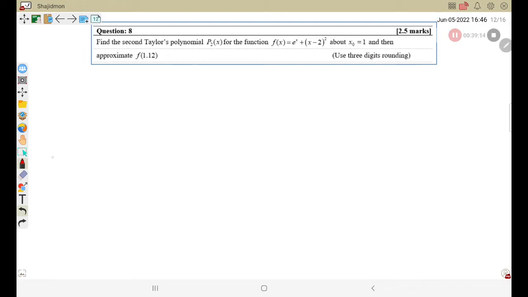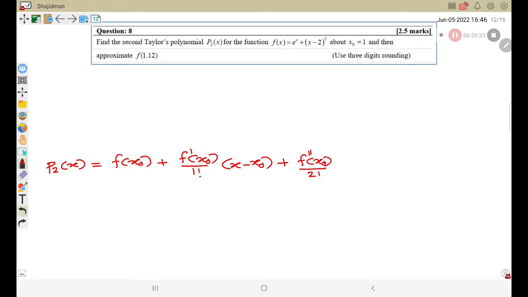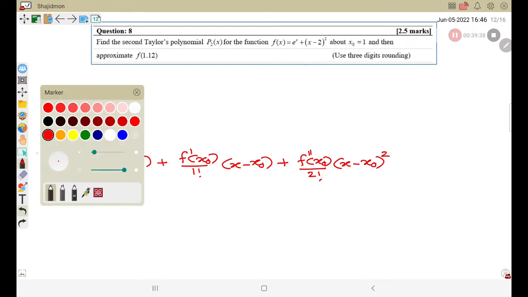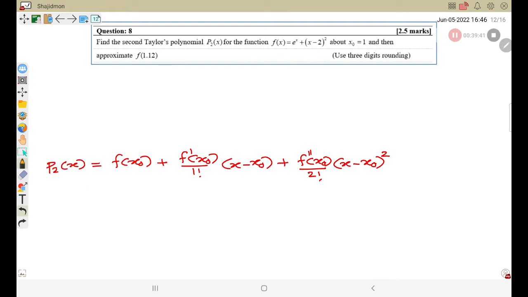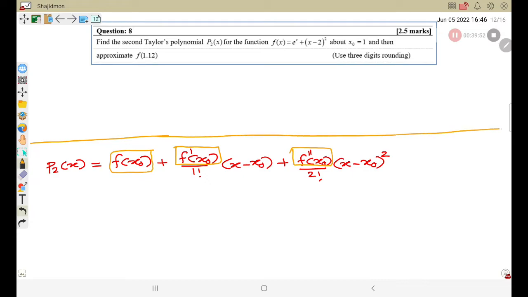Okay, so what is the rule P2 of x? You remember P2 of x equal f of x0 plus f dash of x0 divided by 1 factorial x minus x0 plus f double dash of x0 divided by 2 factorial x minus x0 power 2. P2, second degree polynomial. Okay. Now, what we need to do? We need to calculate what is f of x0 separately, f dash x0, f double dash of x0, these three terms separately. On the top I am doing, what is these three number.